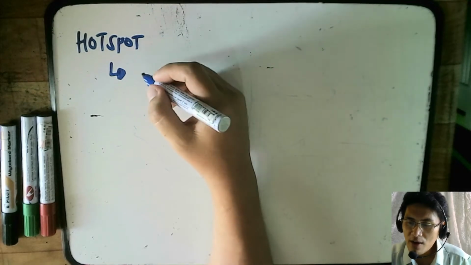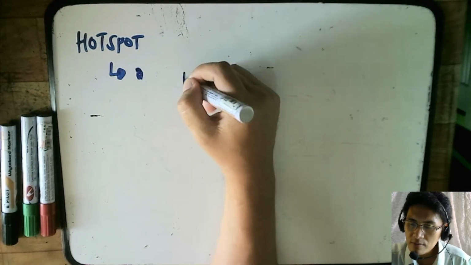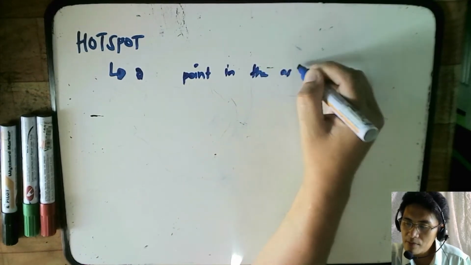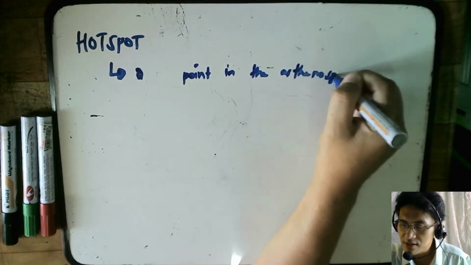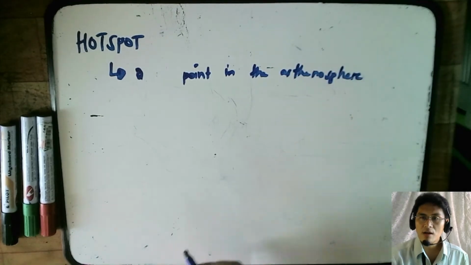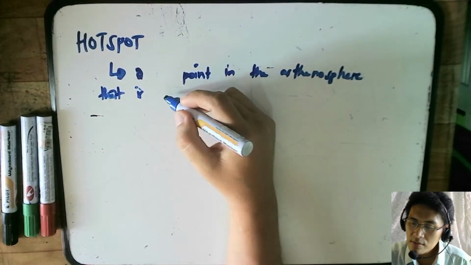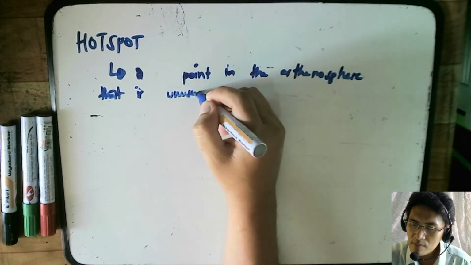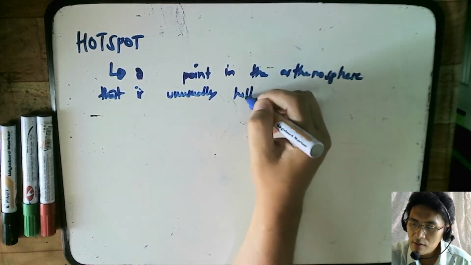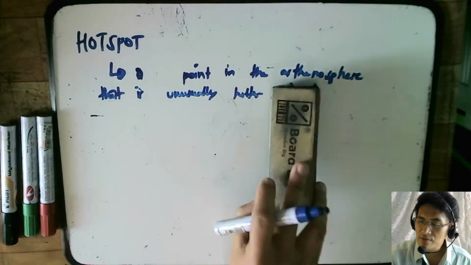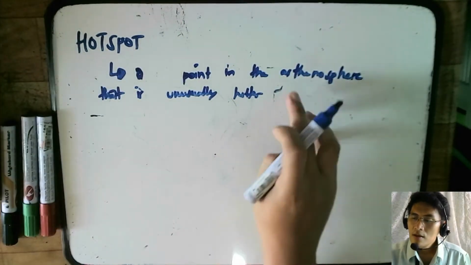Simple definition. A hotspot is a point in the asthenosphere, right? So this is important. It's not in the crust, it's not in the lithosphere, but in the asthenosphere, that is unusually hotter than the rest of the asthenosphere, right?